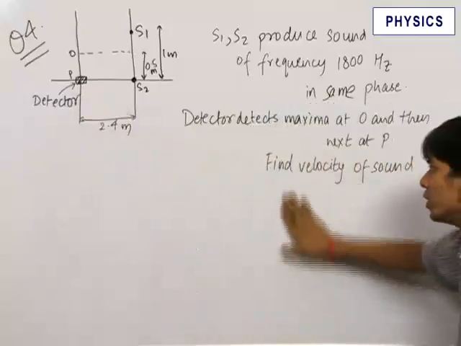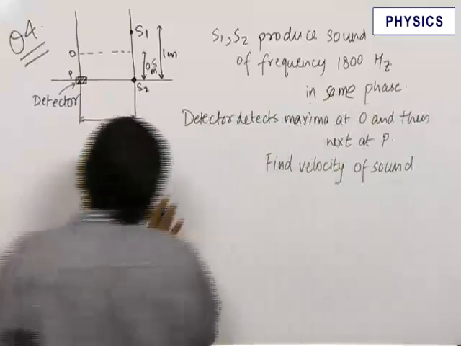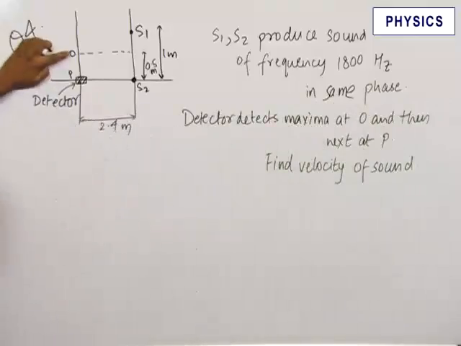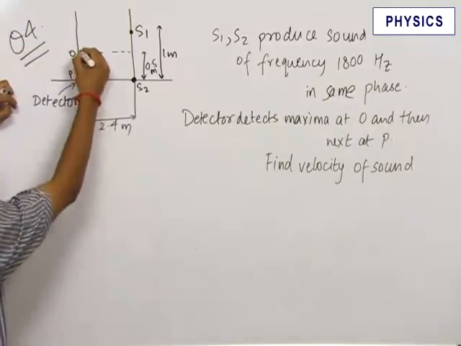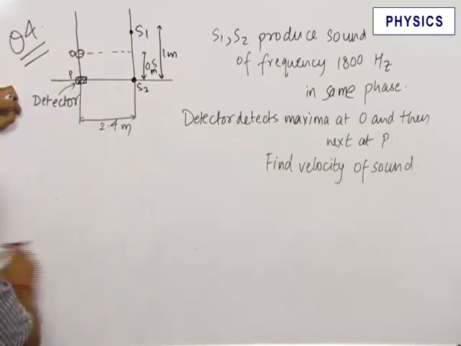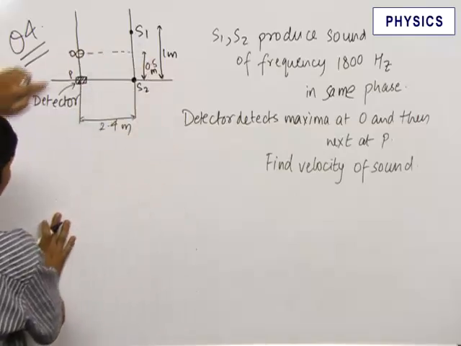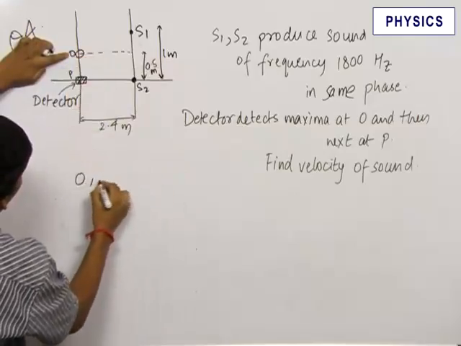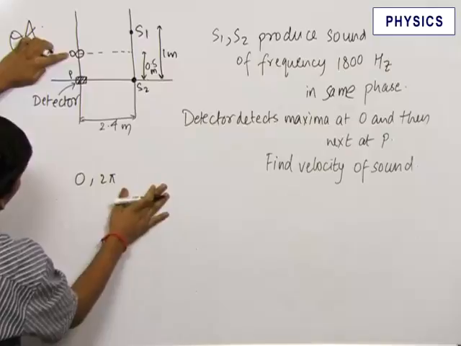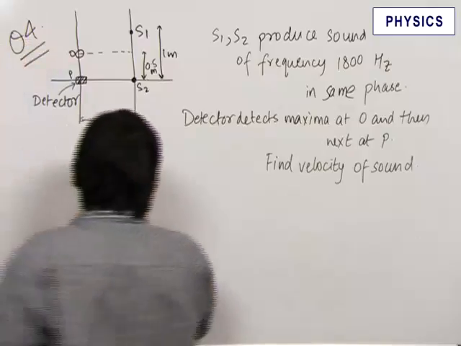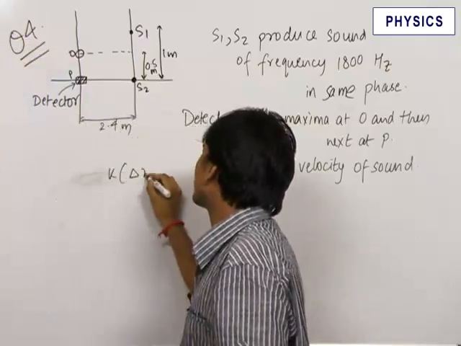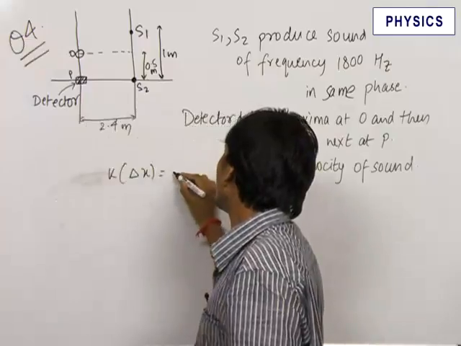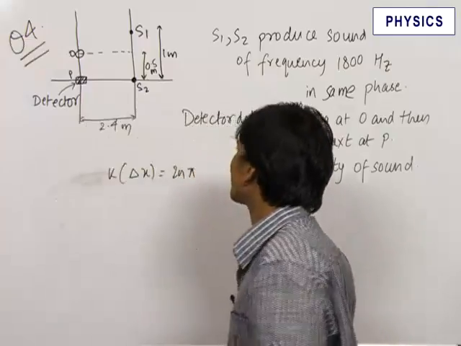Using this information, we need to find out the velocity of sound. So, when we had the first maxima here, there must have been constructive interference. Now, since both of them are vibrating in the same phase, the phase difference over here would have been either 0, 2 pi, that is even multiples of pi. Now, that is equal to k times delta x is equal to even multiple of pi.